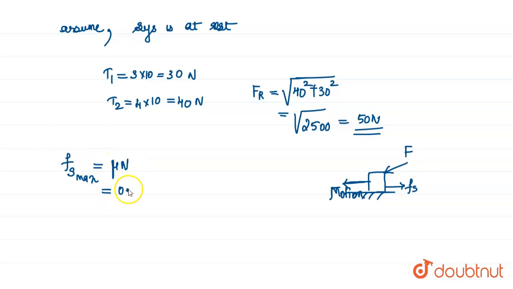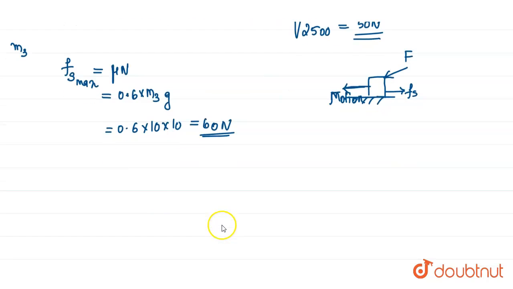What is mu? It is equal to 0.6 for M3. What is N? It is M3g. So 0.6 into M3, which is 10, and g is 10. So here maximum static friction is 60 Newton. In this case, the maximum static friction is greater than the resultant force, so the object will be at rest.